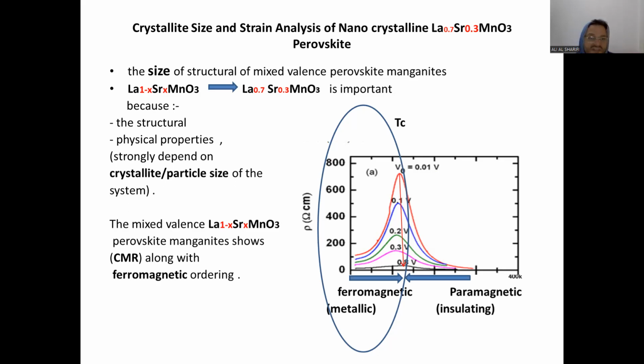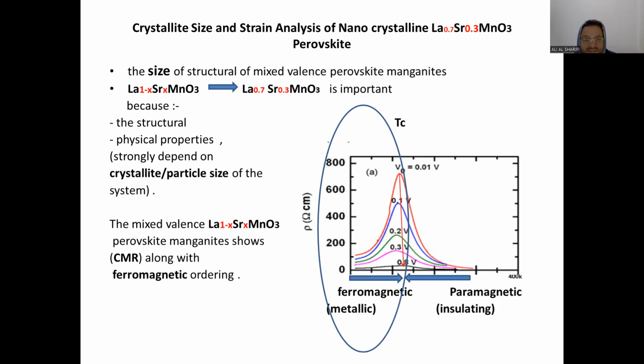Now, let me explain this note. We have a strong dependence of physical properties on the crystallite, or we can say particle size, of the system. By that, when particle size changes, the physical properties will change because there's a strong relation between them.